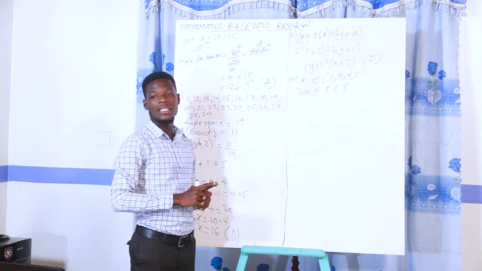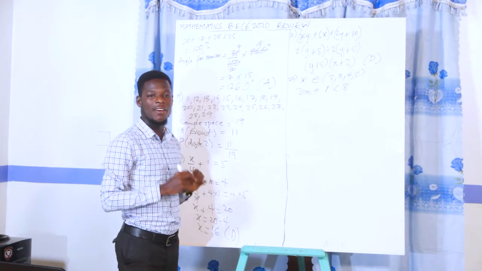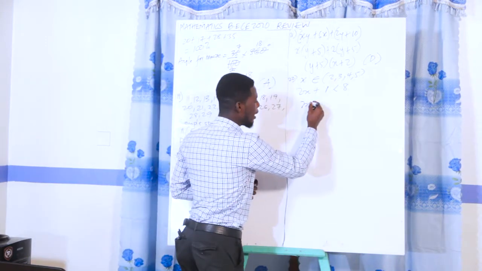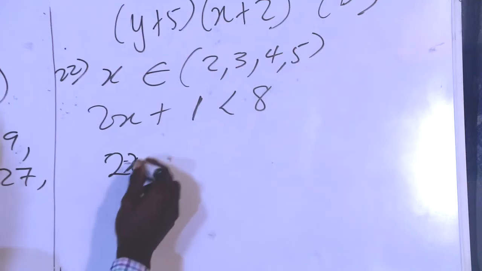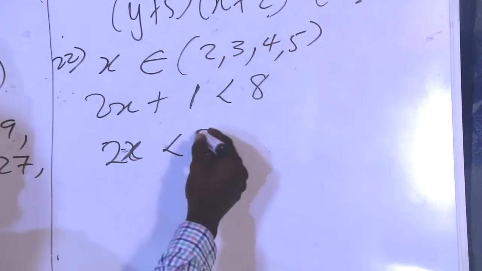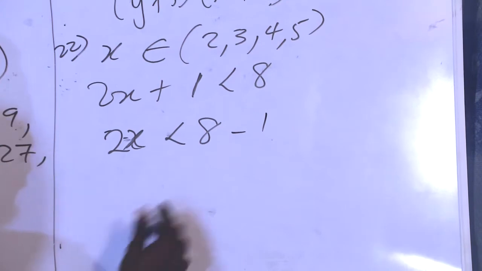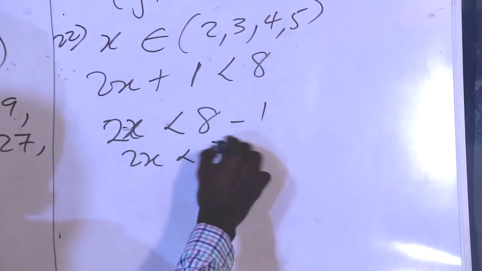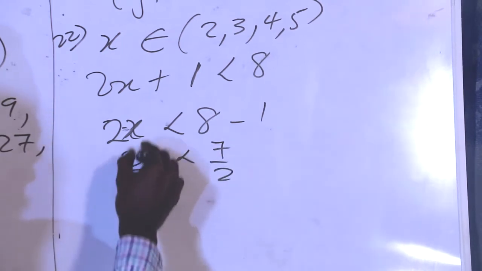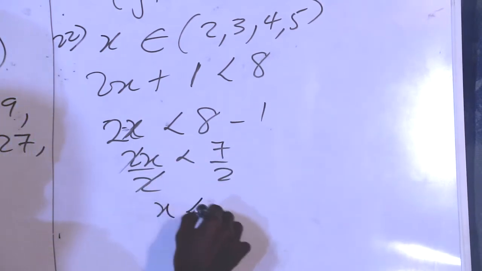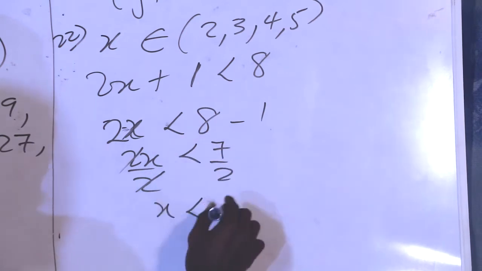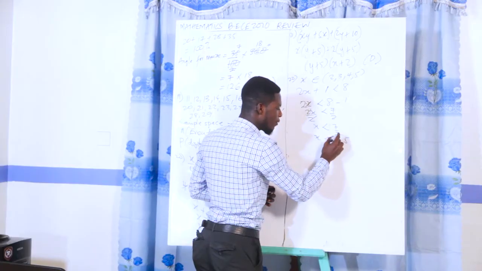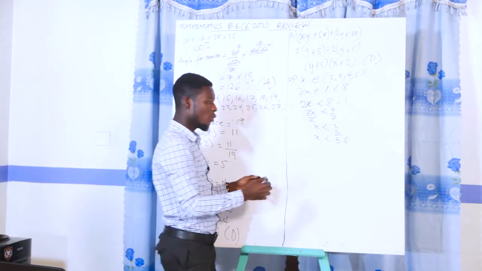And also with inequality, when you are grouping like terms, always keep the variables at the left-hand side of the inequality sign. So 2x is maintained at the left side, and 1 is sent to the other side to become negative 1. So you have 2x less than 8 minus 1, which will give you 7. Divide both sides by the coefficient of x. So x is less than 7 over 2, which is the same as 3.5, or 3 whole number 1 over 2.